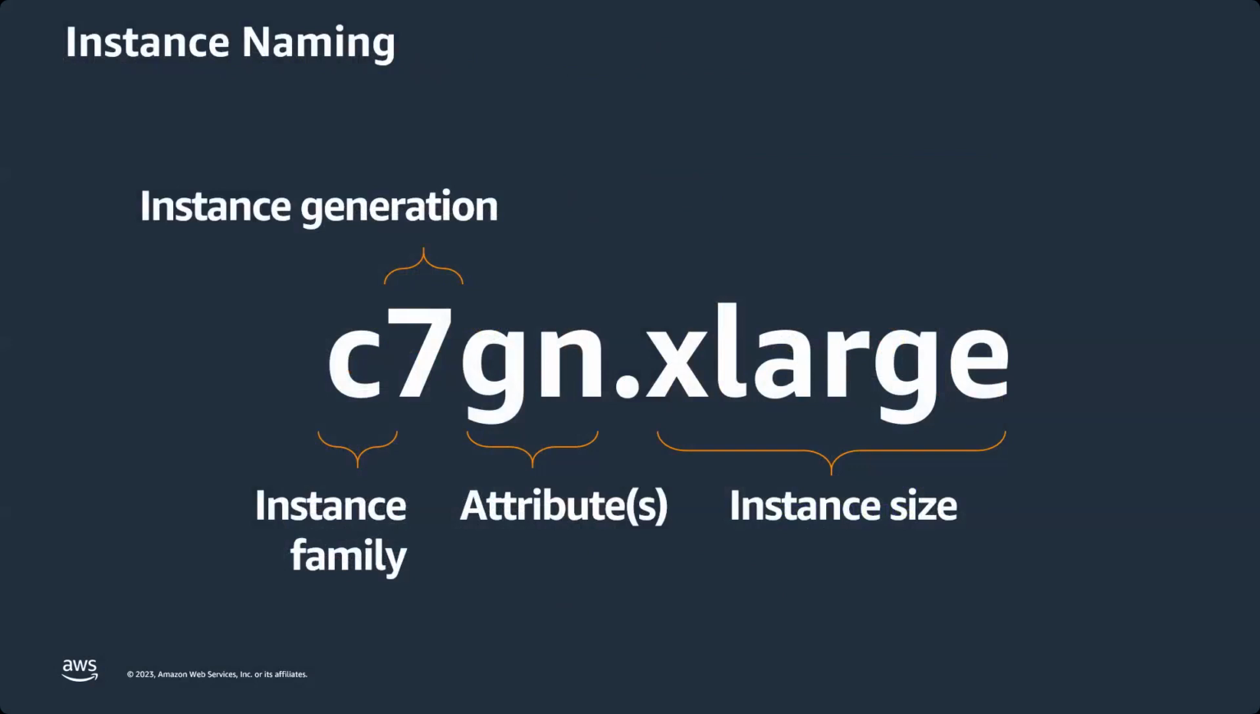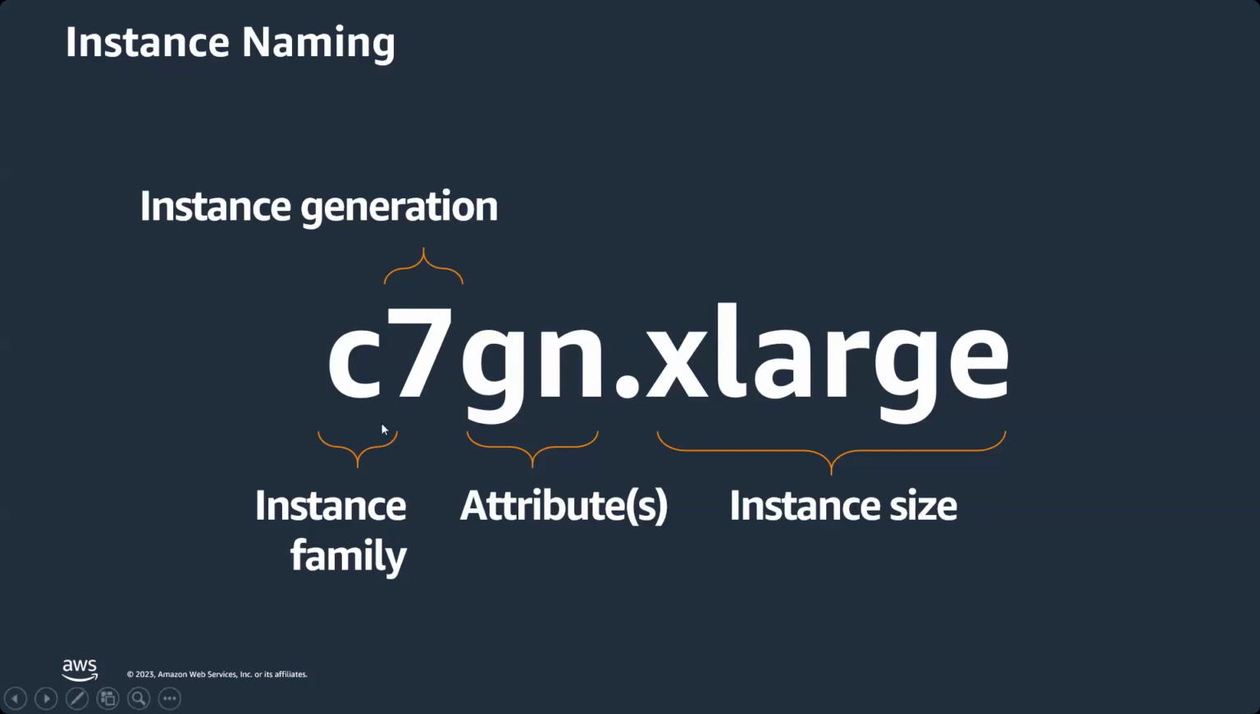Now, I think this slide is quite interesting and quite useful, because now we get to the instance naming and what the different attributes mean, right? So, for example, this is an instance name, c7gn.xlarge. So obviously, you might not understand what it is now, but let's go over what this means.